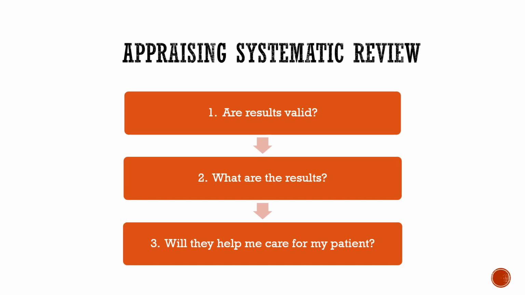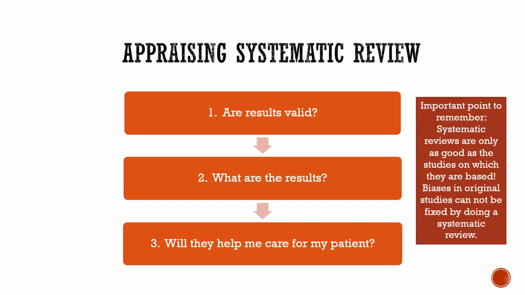So I don't want to be repetitive, but there are the 3 steps that we always look at. And an important point to remember is that systematic reviews are only as good as the studies on which they are based. Because they're secondary research, they're based on the results from the primary RCTs. So keep that in mind. If you have a systematic review that was done on poor quality evidence, then obviously the systematic review is going to be of poor quality.